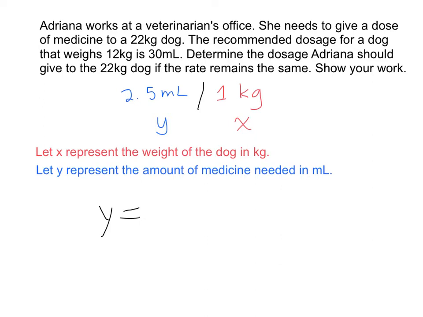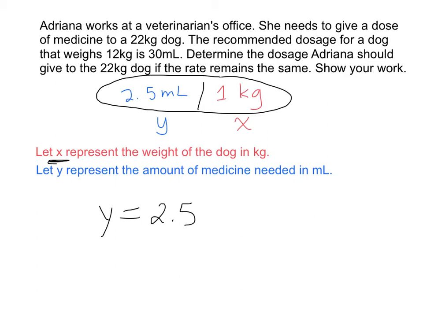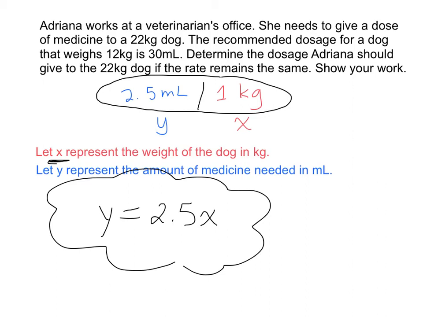Well, how would you figure out how much medicine you needed if you knew the weight of the dog? Since we know that the rate is 2.5 milliliters for every 1 kilogram, if we increase the amount of kilograms, we're going to multiply 2.5 times the weight of the dog, so y = 2.5x. Does this equation make sense to you? Well, think about it. To find the amount of medicine needed, we would take 2.5 and multiply it by the number of kilograms that the dog weighs.